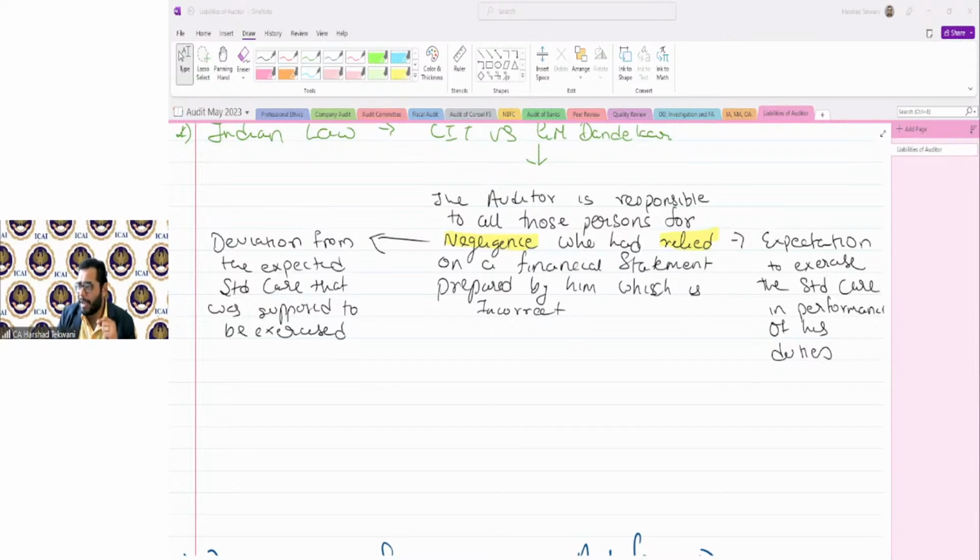Question: The FS-preparing management is also equally liable, right? Yes, the prime responsibility is of the management. So they are also held liable. But in a case, the defendants can be multiple. So that's why we need to understand from the auditor's side also.